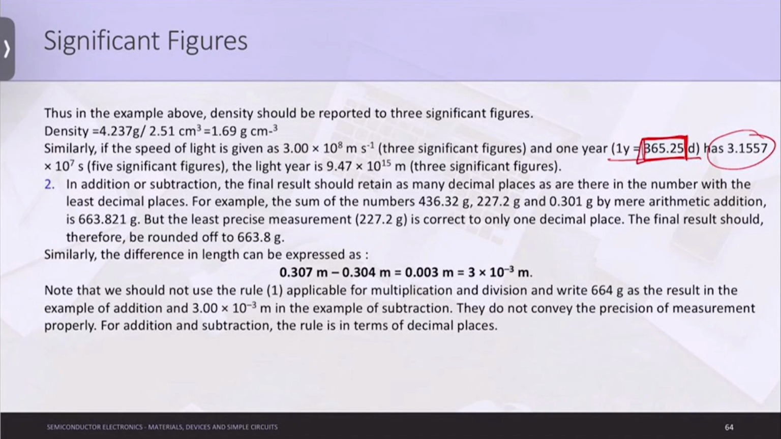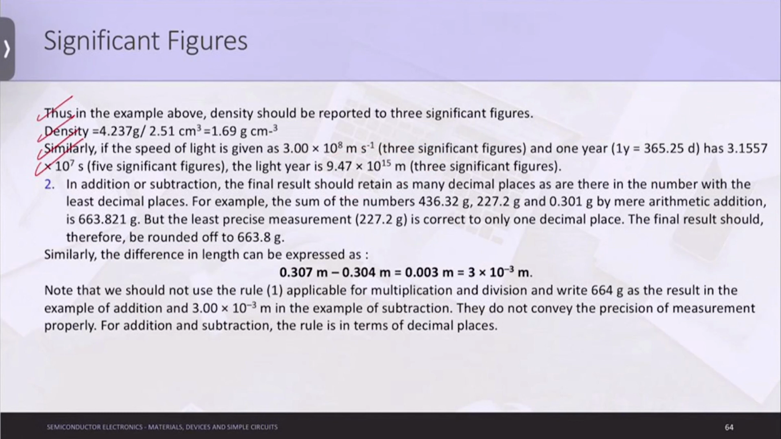So the concept here is that distance is equal to speed times time, right? Speed has 3 significant digits, time has 5 significant digits. When we are trying to find the distance here, it will have 3 significant digits only. So that is how this explanation is being made. Fine. So this thing is explained.